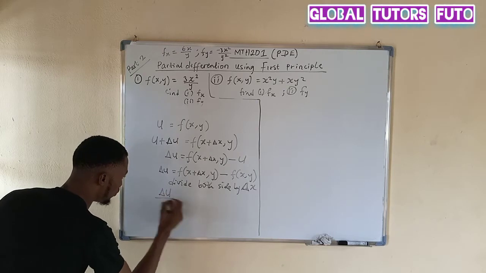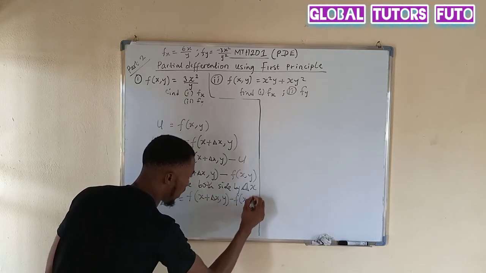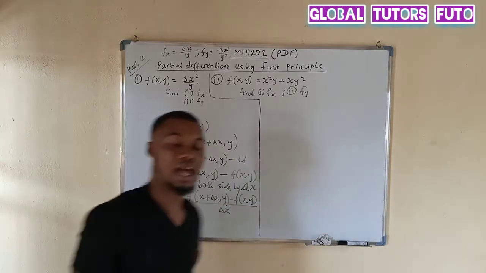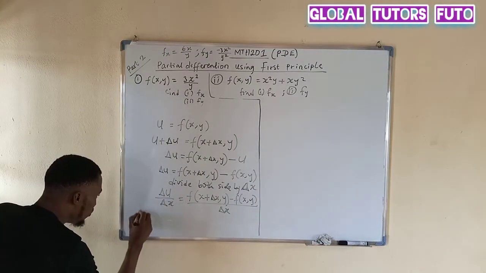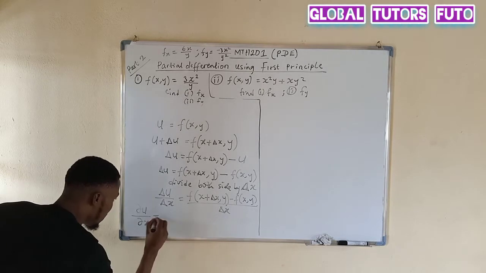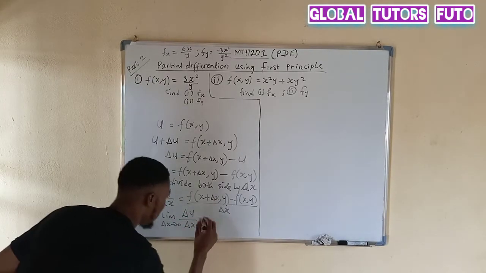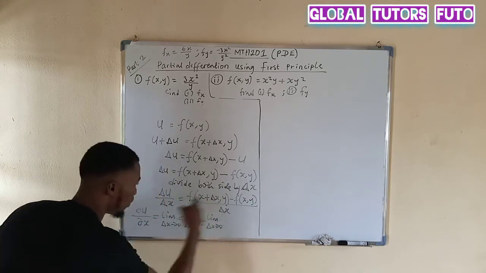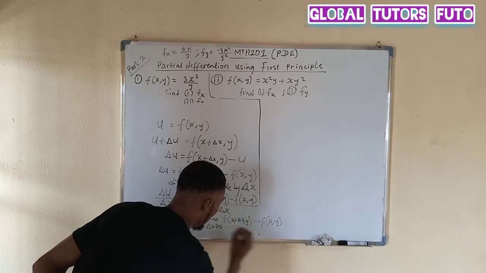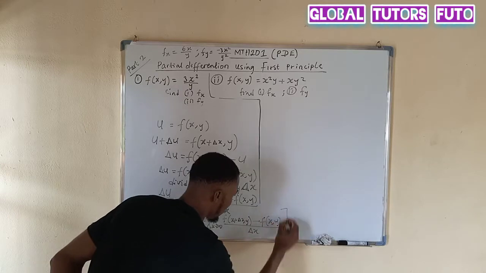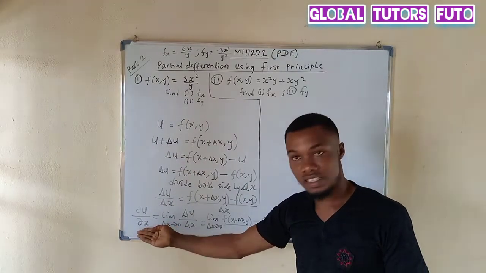If I do that, I'll have change in u over change in x equal to f of x plus change in x comma y minus f of x comma y over change in x. Now, taking the limit as change in x approaches 0 is what we call differentiation. So du dx, the partial differentiation of this function, is the same thing as the limit as change in x approaches 0 of f of x plus change in x comma y minus f of x comma y over change in x. You can let this change in x be h, or let the change in y be k. What we did for x is applicable to y.